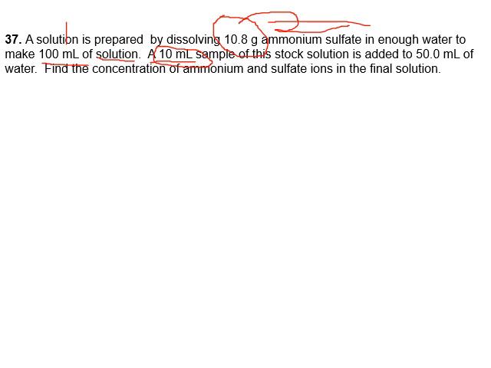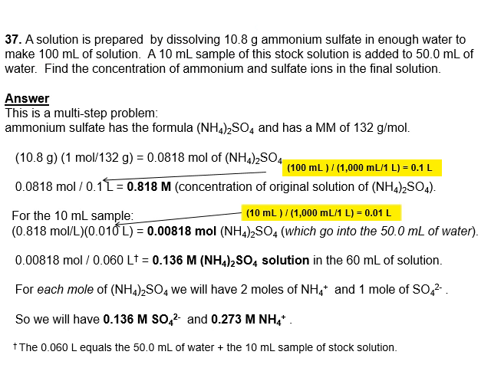And then once you know the number of moles of the ammonium sulfate, the last step is you add it to 50 milliliters of water. So your total volume would be 60 milliliters of your final solution. 10 plus 50 is 60, but I would convert that to 0.06 liters. So you would then take the number of moles that you came up with in the previous step and divide it by 0.06 liters. Let's go ahead and go to the next slide.